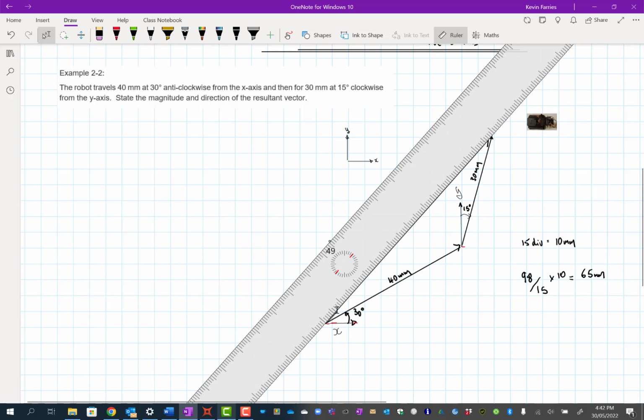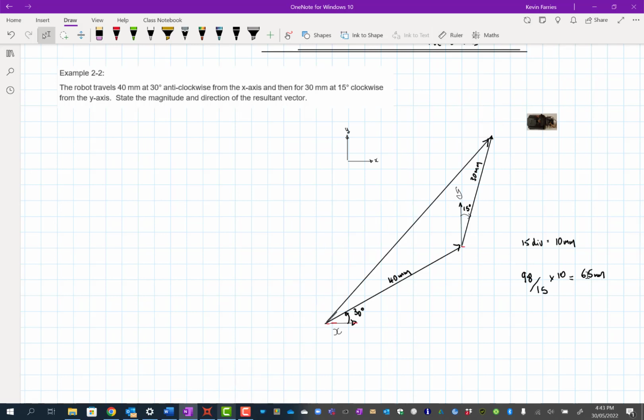Okay, so that's just working out the scale from the ruler. So remember we said 15 divisions is 10 millimeters, and so we're just figuring out the total number of divisions was 98, divide it by 15 and then times that by 10 and you're going to get the equivalent distance. The angle is roughly 49 degrees.